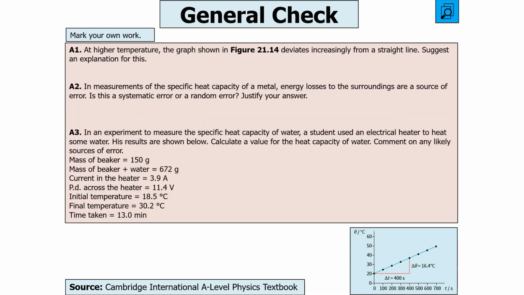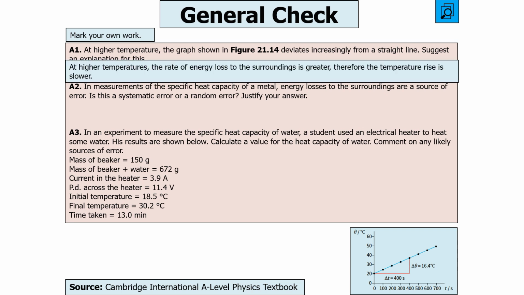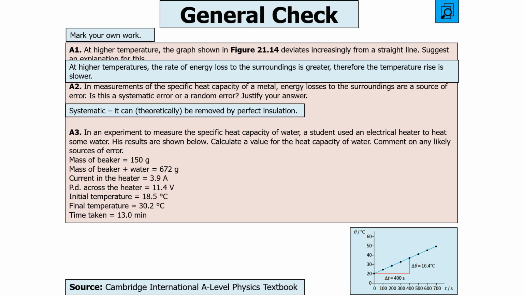Right, you've got to remember at higher temperatures that the object will be a greater radiator of energy. So therefore the rate of energy lost to the surroundings is greater, so the temperature rise of the substance will be lower. Now, energy loss to the surroundings is a systematic error because it can be theoretically removed by perfect insulation, which is what we define systematic error to be, an error that can be removed from the experiment by taking away the value of the error.